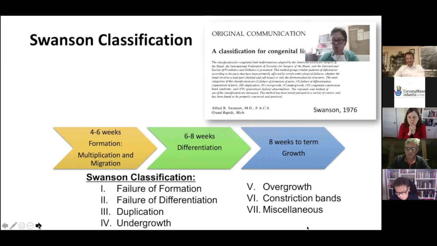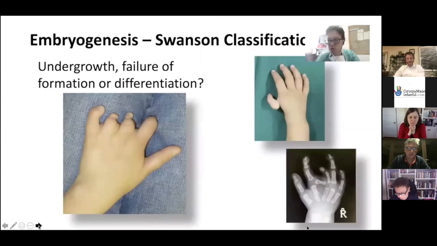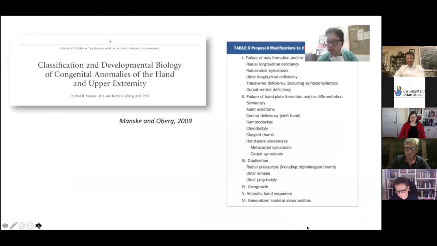There was growing dissatisfaction, however, with the Swanson's. The classic example is symbrachydactyly. Is this failure of formation, differentiation, or undergrowth? And what about thumb hyperplasia, or even cleft hand? Is cleft a failure of formation only? So this was where the OMT started to come in.